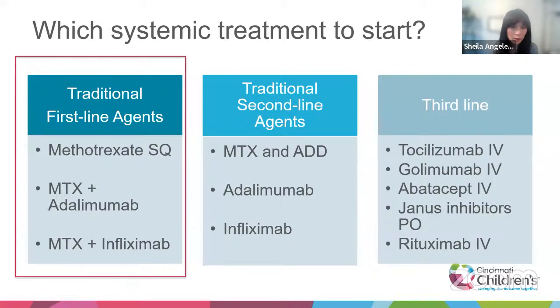For children who come to me with some form of vision impairment or who have ocular complications at onset, I like to do combination therapy of methotrexate and either adalimumab or infliximab. For children who start methotrexate alone, then we start adding the TNF inhibitors. And then there are different third line agents that we'll talk about later.